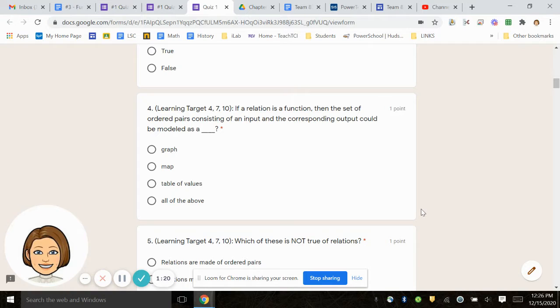Number 4. If a relation is a function, then the set of ordered pairs consisting of an input and the corresponding output could be modeled as a what? Graph, mapping diagram, table, all of the above.